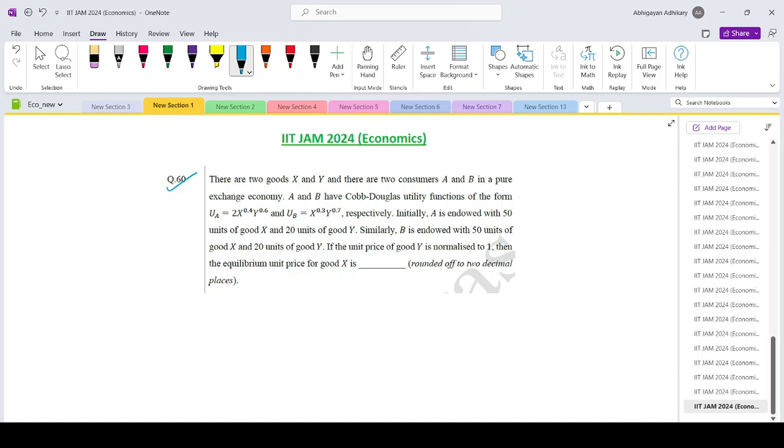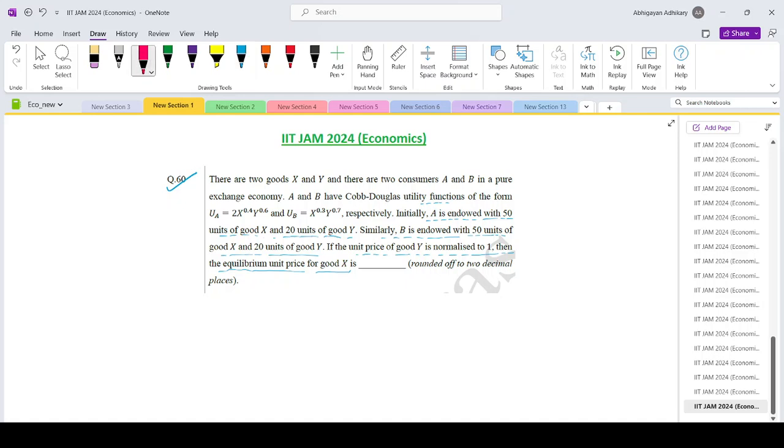Question number 60. There are two goods X and Y and two consumers A and B in a pure exchange economy. A and B have Cobb-Douglas utility functions of the form given, respectively. Initially, A is endowed with 50 units of X and 20 units of Y. Similarly, B is endowed with 50 units of good X and 20 units of Y. If the unit price of good Y is normalized to 1, then the equilibrium unit price of good X is how much?